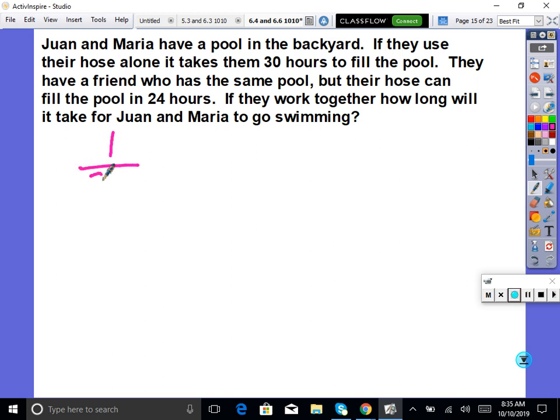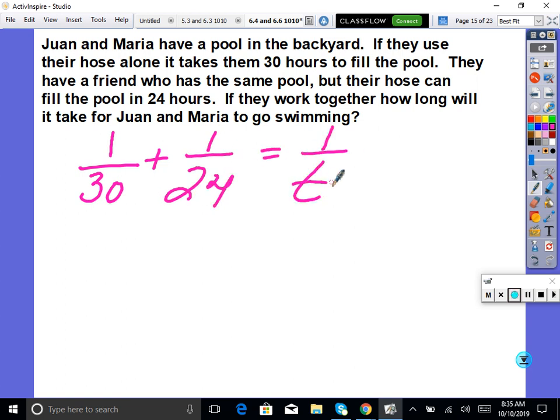1 over 30 plus 1 over 24 equals 1 over t. Do you guys see how we just set it up the exact same way we just did that? So then from there you'd get a common denominator. You'd say, okay, we times by 20. But it could be smaller. I'm just going to go ahead and just go for it. I have a calculator. So I'm going to times by 30t, and I'm going to times by 30 times 24. That's 720.